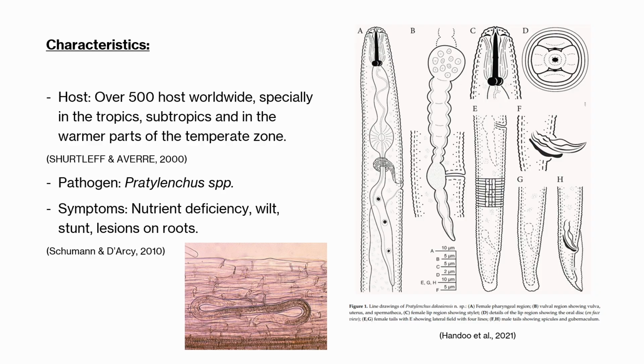about this disease, is that they had over 500 hosts worldwide, and especially in the tropics and subtropics in the warmer parts of the temperate zone. The pathogen that causes this disease is called Pratylenchus spp, and some of the common symptoms that you can see in a plant that is infected by these nematodes are you can see a plant with a nutrient deficiency. You can see some symptoms as wilt, stunt, and lesions on the roots.